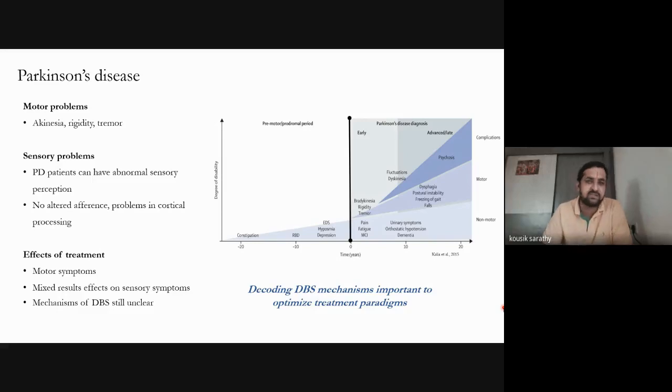There are some other factors, but some of these patients are prescribed and then they get into the deep brain stimulator implantation surgery. Now, deep brain stimulation is found to be very effective in treating motor symptoms and motor problems such as bradykinesia, rigidity, tremor, the triad of symptoms. But it also leads to some kind of mixed response when it comes to sensory symptoms, and the mechanisms of DBS are still unclear.